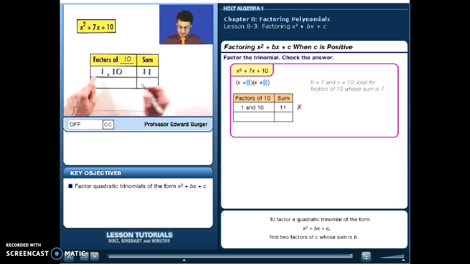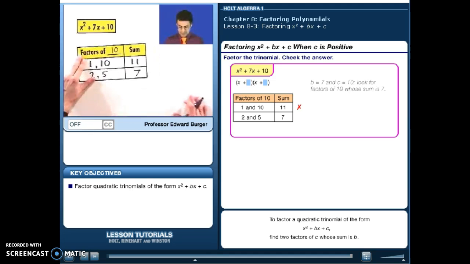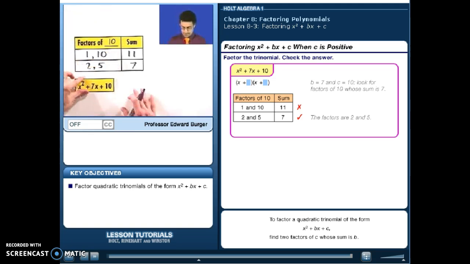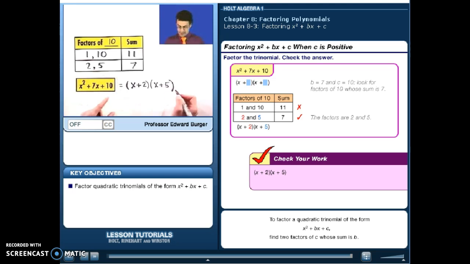So what's another factorization? How about 2 and 5? Those are factors of 10. Why? Because their product is 10. And what about when you add 2 and 5? We get 7. Well, we've hit gold because that tells me that I can now factor this as x plus 2 times x plus 5. Let's check and make sure that what we found here in this chart is accurate.